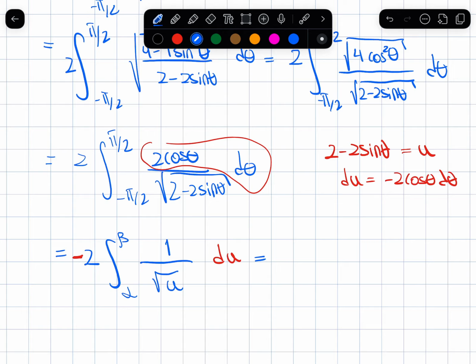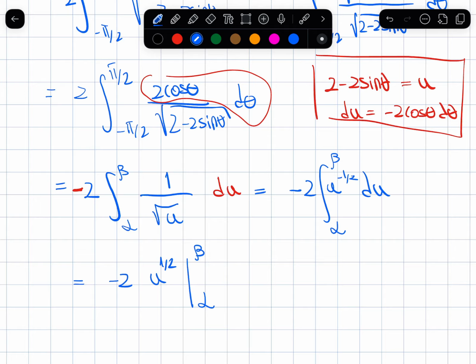We're starting to see the light here. This is some negative 2 u to the power integral still. So let's do this carefully. Negative 1/2 du. Then I add 1 to the power, divide by the power, 1/2, from alpha to beta. And then I got to divide by 1/2, right? Which would be the same as multiplying by 2.